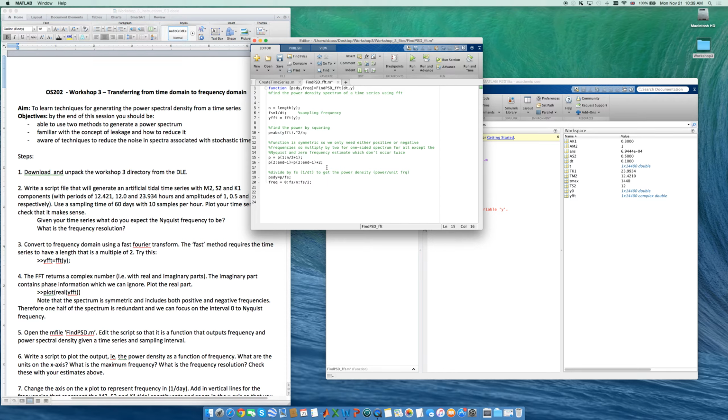Okay, and then in order to get the power density, we divide by the sampling frequency, and so this gives us PSDy, which means power spectral density of y, equal to the power divided by the sampling frequency. And then we can define our frequency axis as well, which is defined like this up until the Nyquist frequency, fs divided by 2. Okay, so now we can save that, and that should now be a function that we can call from the command line.